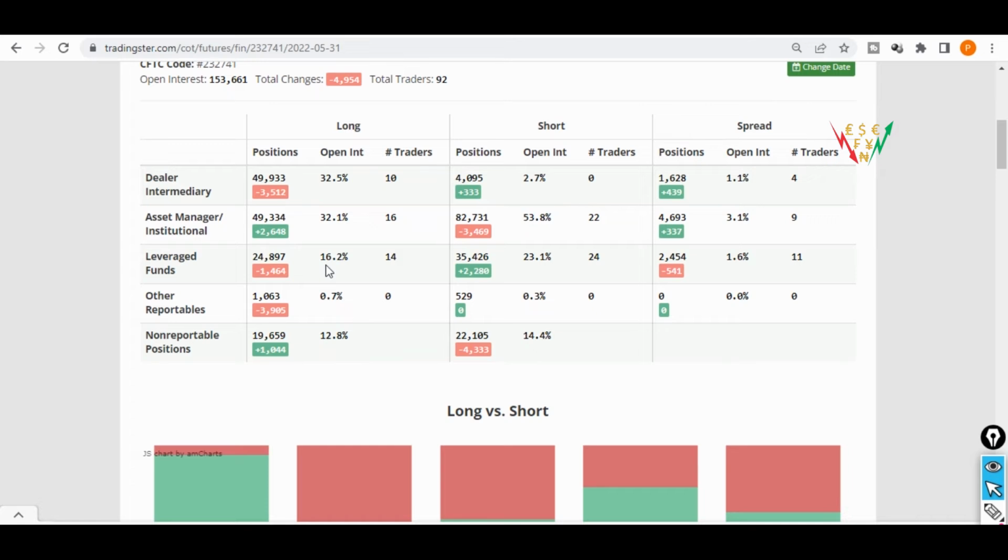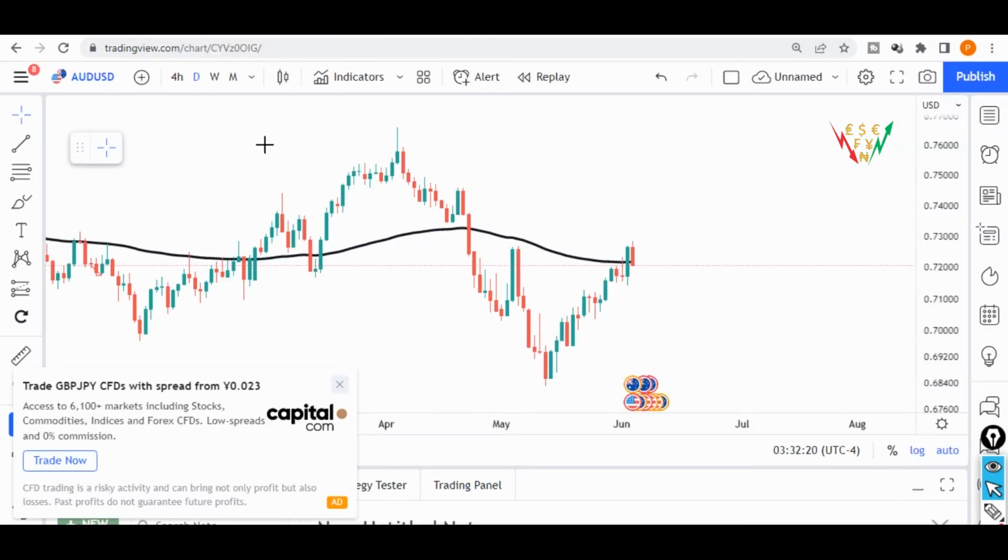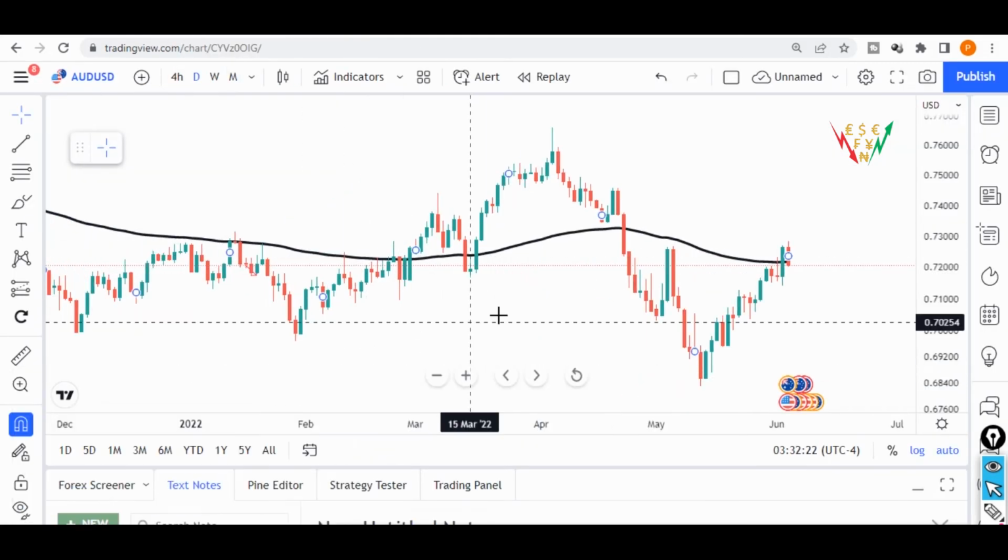So the report for next week, that means the report for Tuesday next week, will actually tell us what they did in that week, in the previous week. So let's delve into the chart. Okay, so I'll be looking at AUDUSD once again.